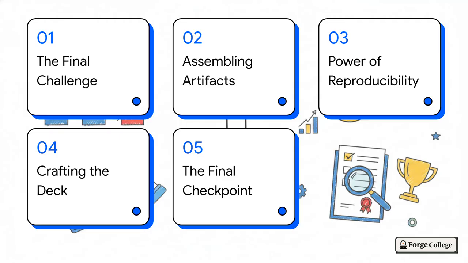Okay, let's dive into this. Think of our agenda as a comforting kitchen prep list. First up, the final challenge. Then, assembling artifacts. From there, we'll unpack the power of reproducibility, crafting the deck, and finally, the final checkpoint.